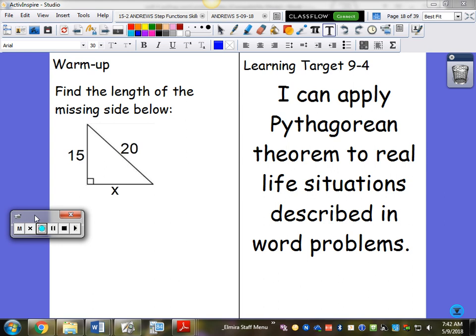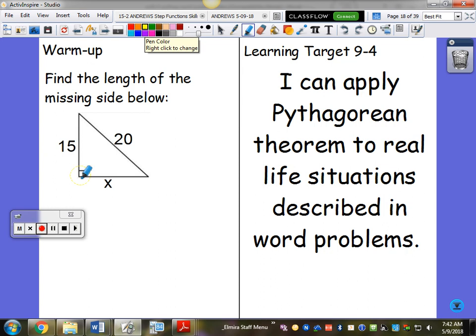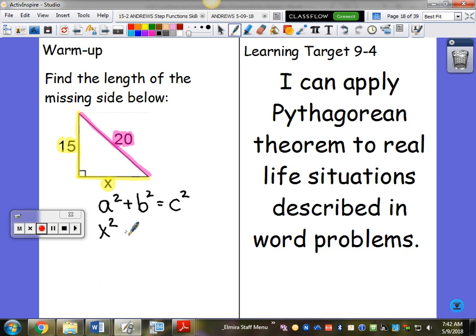Okay, for our warm-up this morning, just a review from what we did yesterday. If I look at my diagram, I find my right angle and go out from that. I see x is one of my legs and 15 is my other leg, and the hypotenuse is 20. So when I sub in, I've got a squared plus b squared equals c squared. I usually put the variable in for a when it's a leg. And 20 is my c.